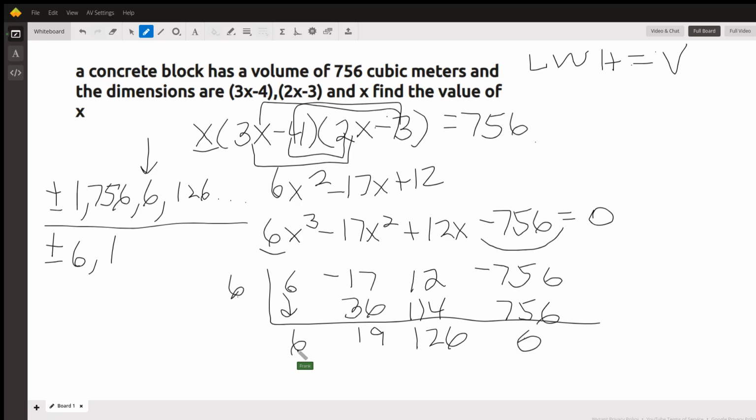And that equals 0. So there it is. I've got a 0 as the last number. Therefore, x equals 6. So one possible answer is x equals 6. Now, are there others? There could be 2 more. But let's check this out.